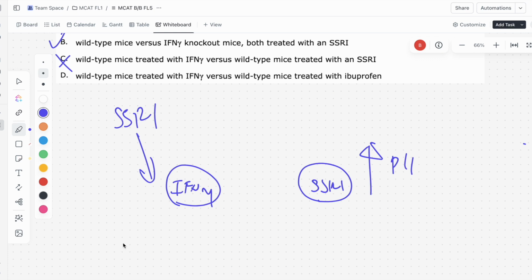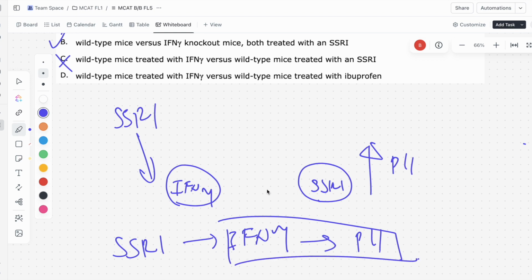Just again, to reiterate, if we're looking for the connection between SSRIs, IFN gamma, and P11, well, on the right-hand side, we see SSRIs, P11, we see this entire picture, but on the left-hand side, if we don't add any SSRIs, we're just looking at this level right here. So we're asking ourselves, does IFN gamma increase P11? Not does SSRIs increase P11 through IFN gamma. So because we're not adding SSRIs, because we don't have the full picture of this pathway on the left side, C has to be incorrect.